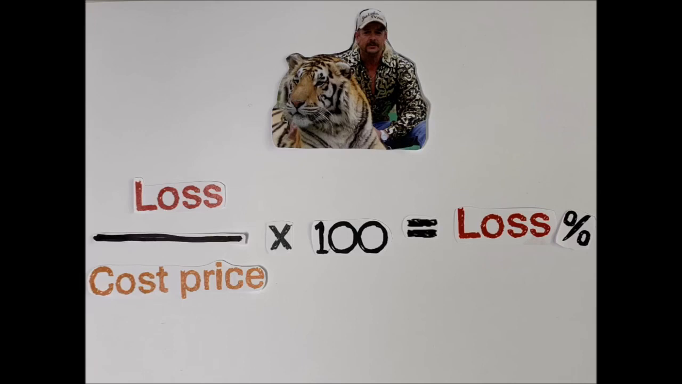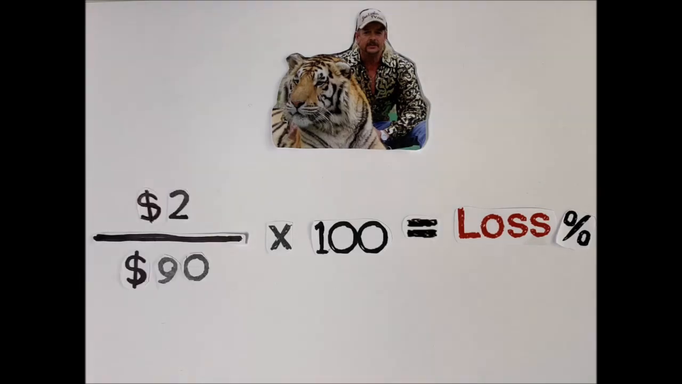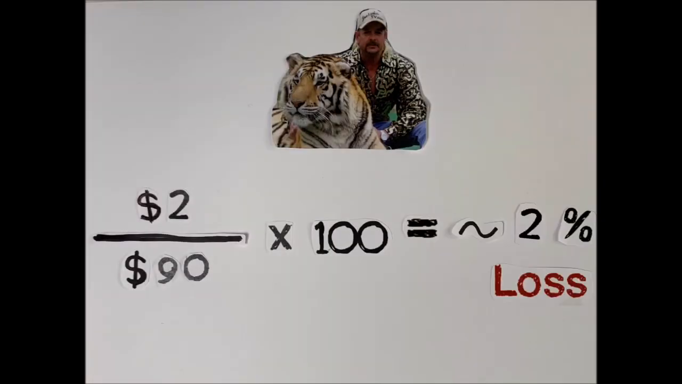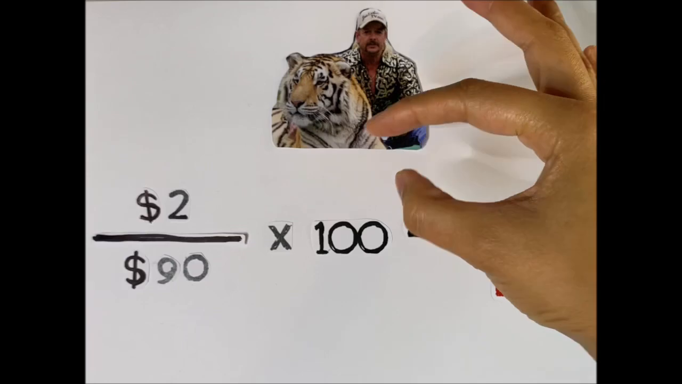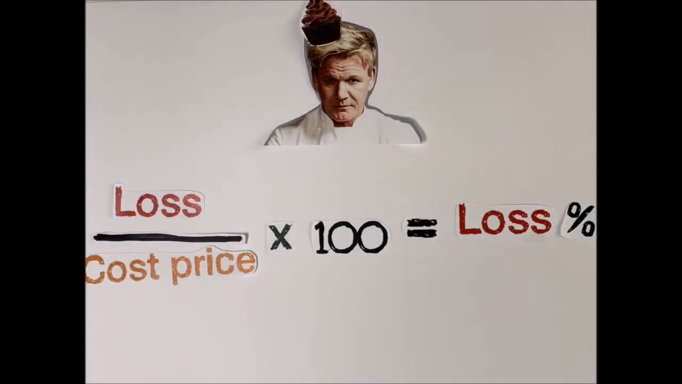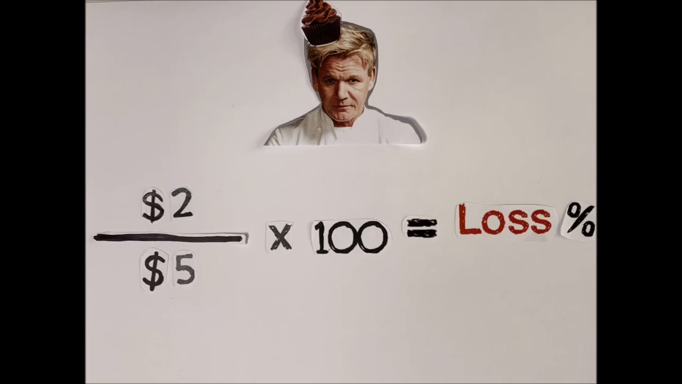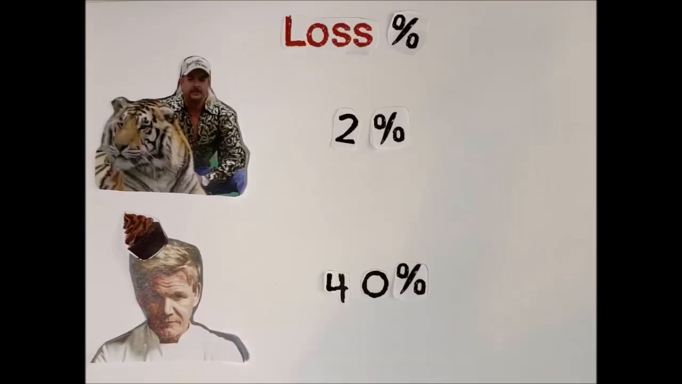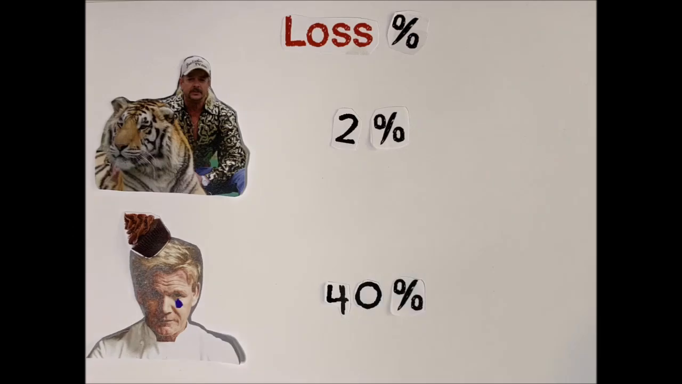Joe made a loss of $2 and it cost him $90 to raise the tiger. So he made about a 2% loss. Gordon, on the other hand, also made a loss of $2, but it cost him $5 for his ingredients. He made a 40% loss. Very interesting. With percentages, you can actually see that Gordon made a significantly greater loss than Joe.